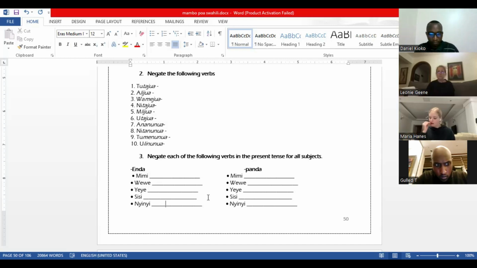Now we talk of panda. Mimi, present tense. Mimi sipandi miti. Let us also try to make up some sentence, just the way I've done. You can go to wewe. Wewe hupandi mti. Okay. It's the only word I know. But you can say wewe hupandi Mount Kenya. Remember, panda can be either climb or plant.